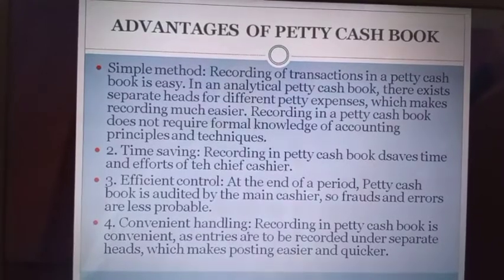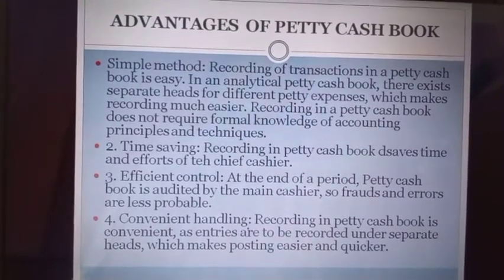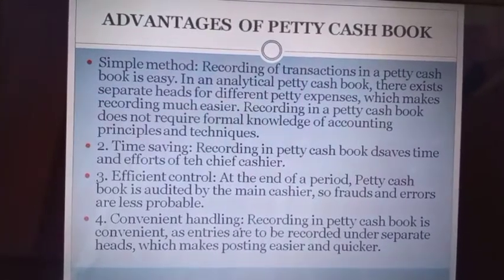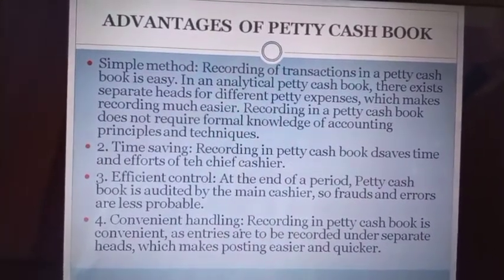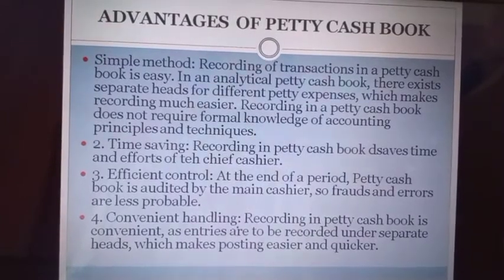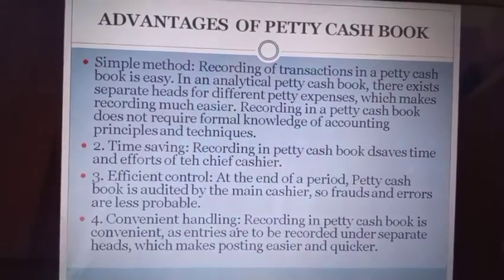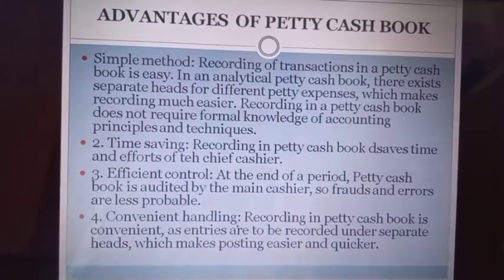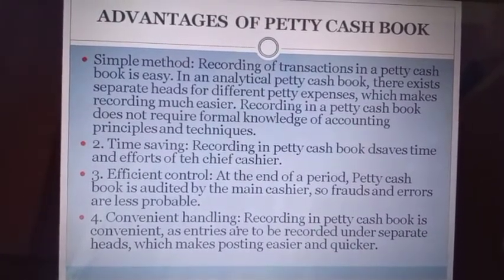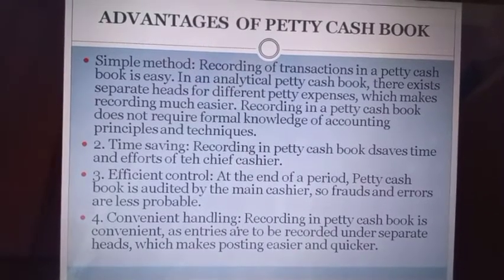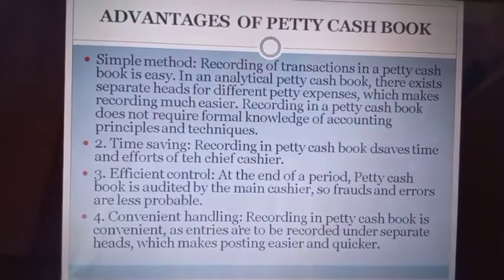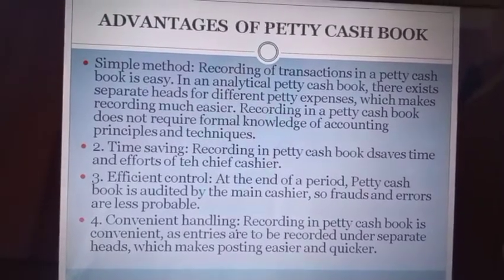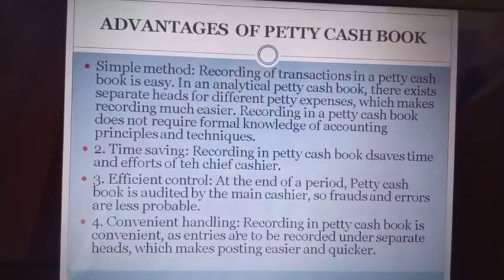Okay, then time saving. Recording in petty cash book saves time and effort of the chief cashier. Then efficient control. At the end of a period, petty cash book is audited by the main cashier, so frauds and errors are less probable. Then convenient handling. Recording in petty cash book is convenient as entries are recorded under separate heads, which makes posting easier and quicker. So we can also handle that cash very easily, because we know how much we are incurring for each kind of expenses.